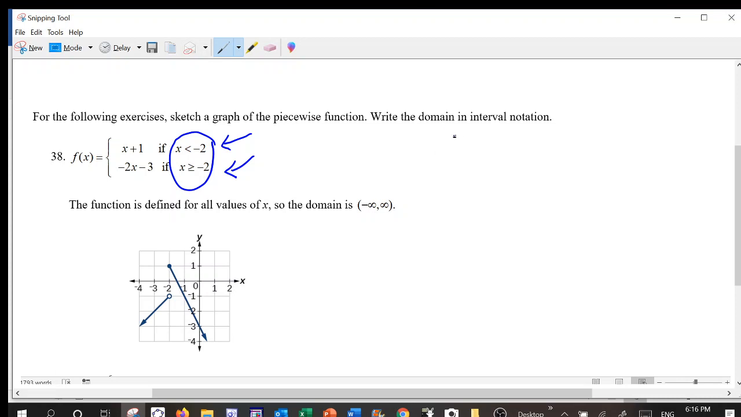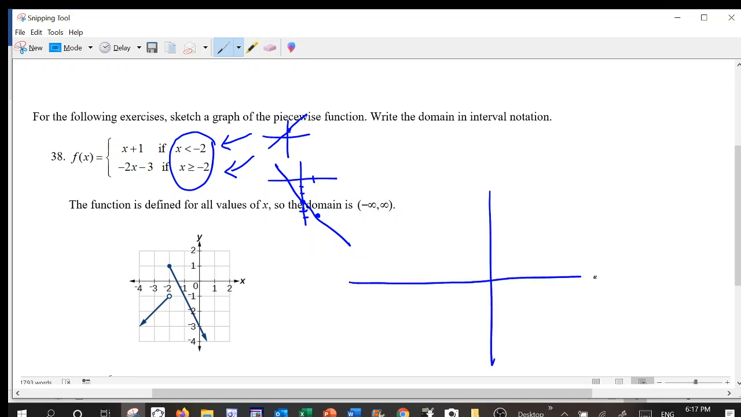So basically what it says here is that if x is to the left of -2, this function looks like x plus 1, which is like that, right? And if x is to the right of -2, this function is -2x minus 3, which is what? You go to -3, and then you go down 2 and right 1, like that. So basically this graph looks like this to the right of -2 and looks like this to the left of -2. So how do we go about graphing this?